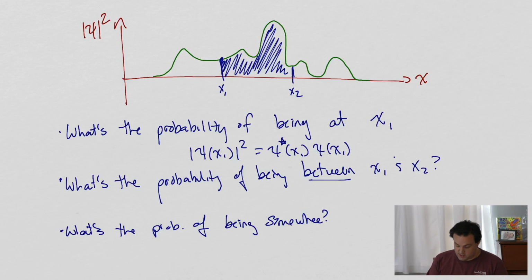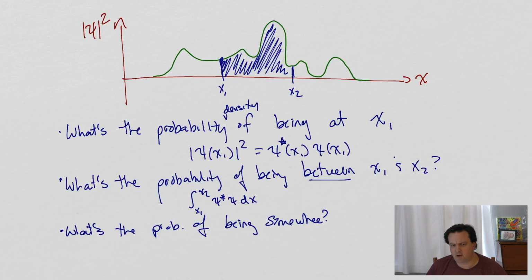Right, and so what question am I going to answer there? I'm going to answer, what's the probability of being from x1 to x2 of psi star psi dx? That is really the probability of being between two different points, because I can integrate the probability density. And I should say that this is a probability density, just so that I get my units right.